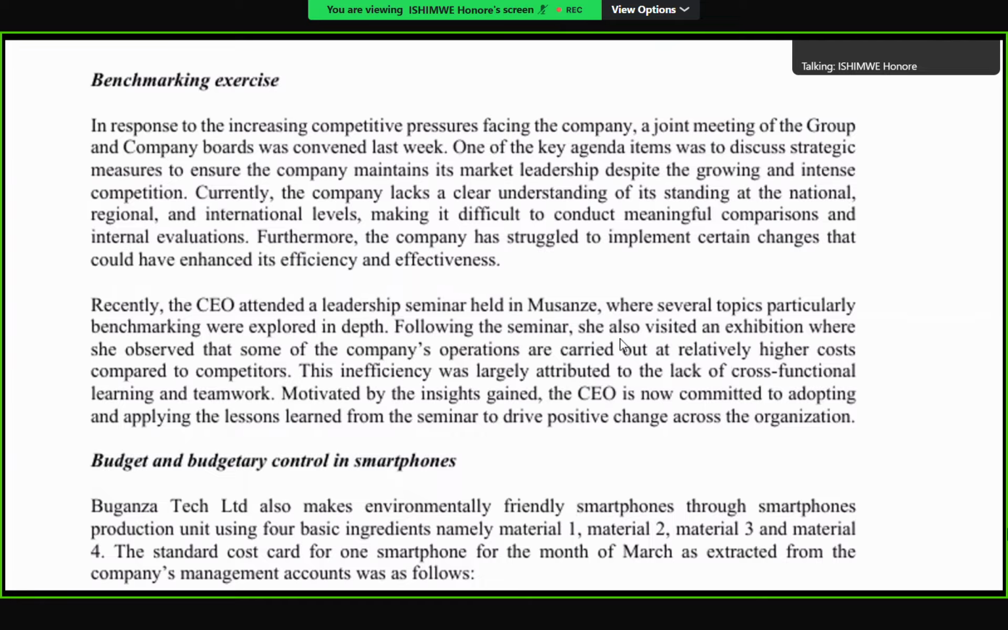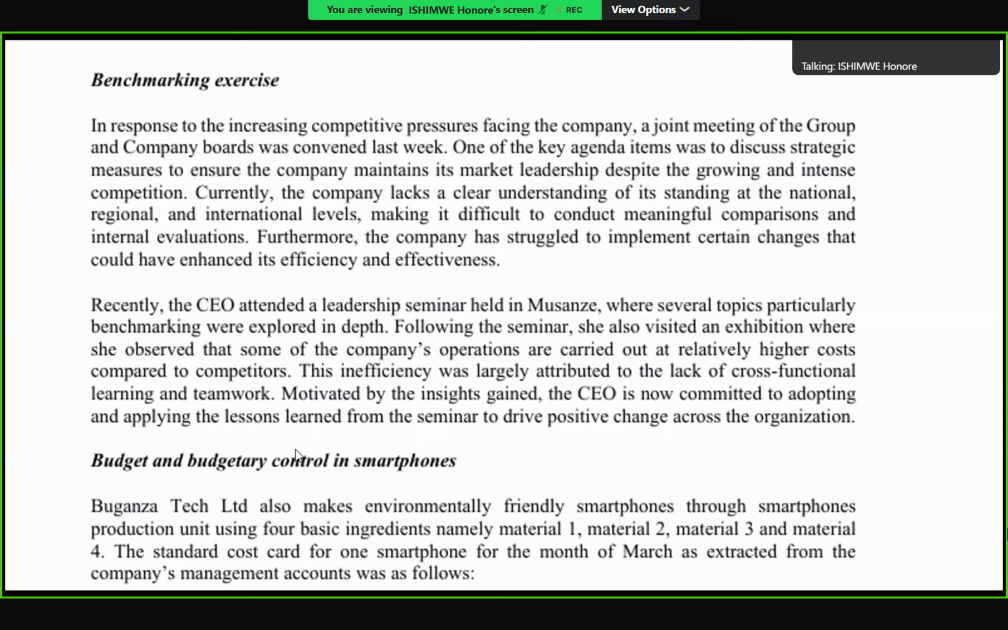Following the seminar, she also visited an exhibition where she observed that some of the company's operations are carried out at relatively higher cost compared to competitors. This inefficiency was largely due to lack of cross-functional learning and teamwork. Motivated by the insight gained, the CEO is now committed to adopting and applying the lessons learned from the seminar to drive positive changes across the organization.